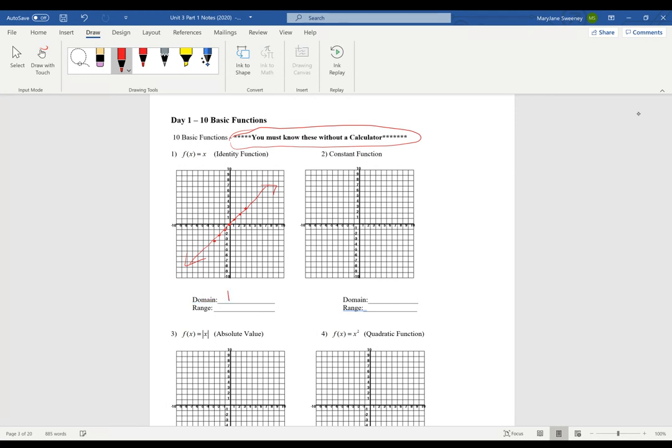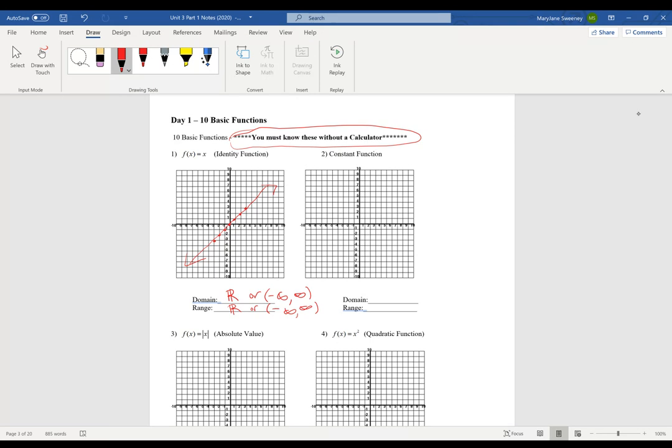So domain is all reals, which a lot of times we notate with that R with the double bar. So all reals, or you could say negative infinity to positive infinity. There are even people who will say for domain, x. I guess for this, we'd still be saying kind of like all reals.